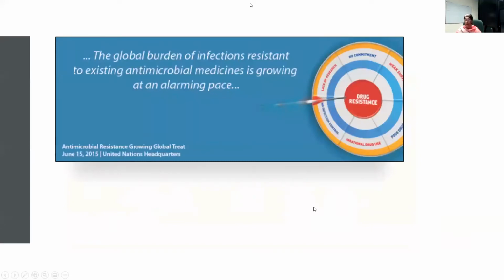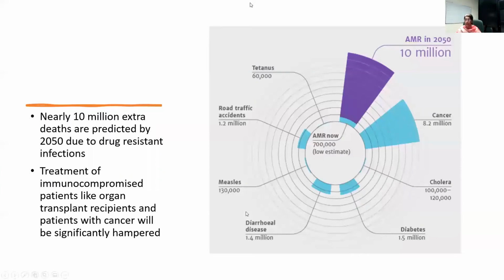So the global burden of infections resistant to existing antimicrobial medicines is growing at an alarming pace. In 2015, WHO declared antimicrobial resistance a growing global threat. It is predicted that if antimicrobial resistance keeps on growing at this rate, then there will be around 10 million deaths by the year 2050, and this will be more than the deaths caused by cancer. This will significantly affect the treatment of immunocompromised patients, like those with cancer and those having organ transplants.